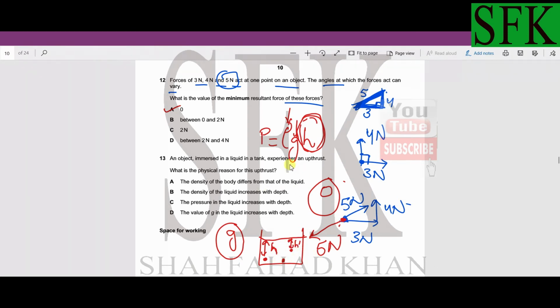So upthrust by definition is a force exerted from the deeper side, where the pressure is greater, to the shallower side. So it's due to the difference in pressures that the upthrust force exists. So it's actually option C: the pressure of the liquid increases with depth. That's why upthrust exists, because the pressure changes in liquid with depth. Okay, so it's going to be C. Let's move on to the next MCQ.